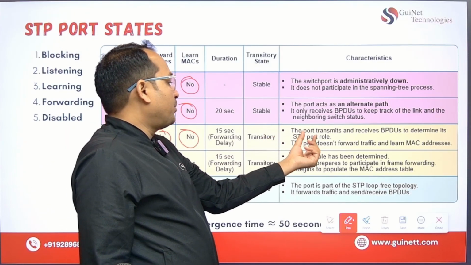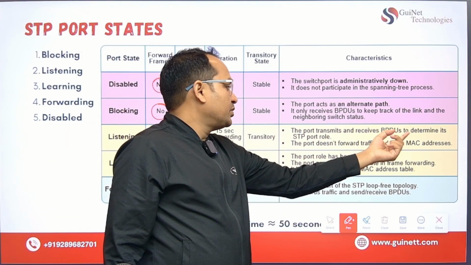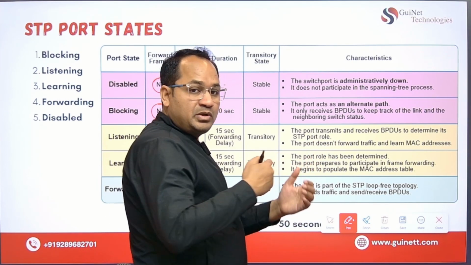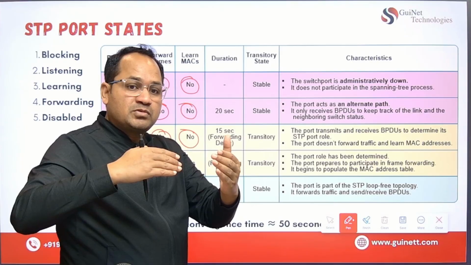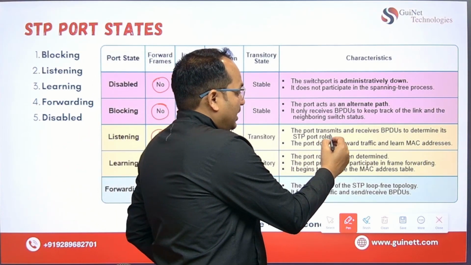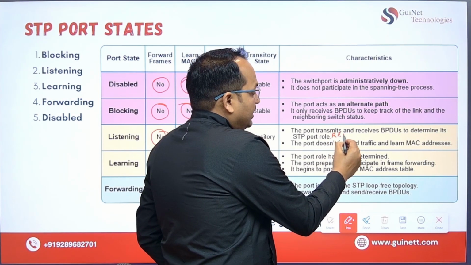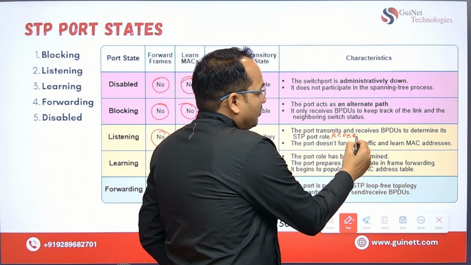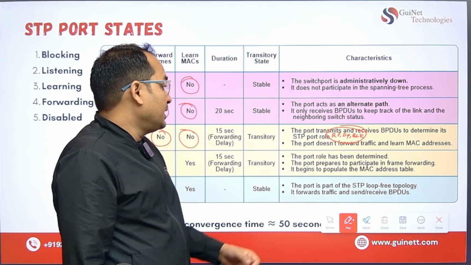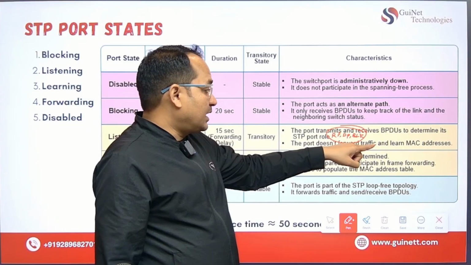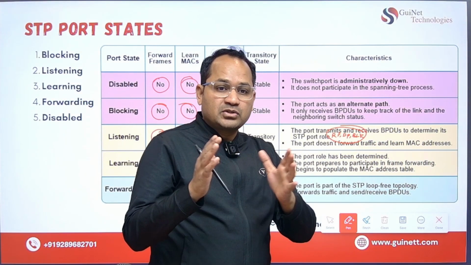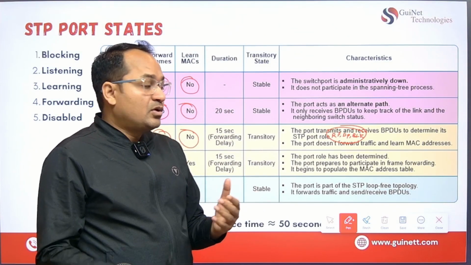That means the port transmits and receives the BPDU to determine the STP role. Means the port is going to exchange BPDUs from one switch to another switch, and it's going to understand what my exact role is. Am I RP? Am I DP? Am I a blocking port? So this role is going to be identified, right? So the port doesn't forward the traffic or learn the MAC address. It is not going to forward and learn. Based on the BPDU, it is going to understand what my port role is.